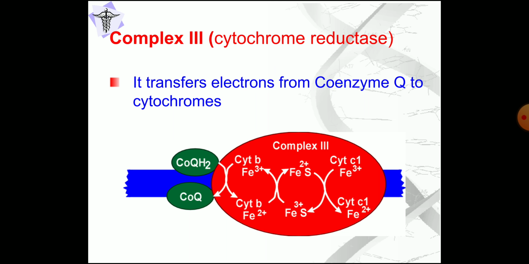Now complex 3 transfers electrons from coenzyme Q to the cytochromes. Here you can see the reduced coenzyme QH2, and from this the electrons go to cytochrome B, which is a heme protein, so iron is there in the ferric form, and it is reduced to cytochrome B reduced. Then it passes to the iron sulfur protein, which is oxidized to form the reduced iron sulfur protein, and then it passes on to cytochrome C1, which is oxidized, containing ferric, and it is reduced to cytochrome C1.